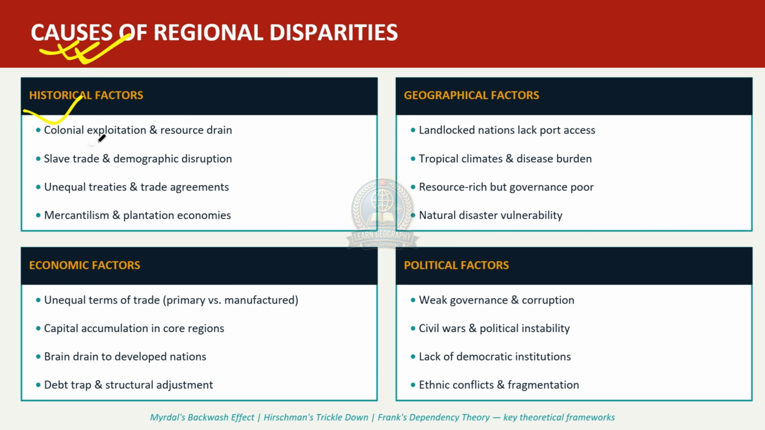Historical factors: colonial exploitation and resource drain, slave trade and demographic disruption, unequal treaties and trade agreements, mercantilism and plantation economies. Similarly, geographical factors: landlocked nations, lack of port access, tropical climates, disease burden, resources but poor governance, natural disaster vulnerability. Economic factors: unequal terms of trade, primary versus manufactured goods, capital accumulation in core regions, brain drain to developed nations, debt trap and structural adjustment. Political factors: weak governance and corruption, civil wars and political instability, lack of democratic institutions, ethnic conflicts and fragmentation. Okay, these are some causes of regional disparities: historical, geographical, economic, and political factors.